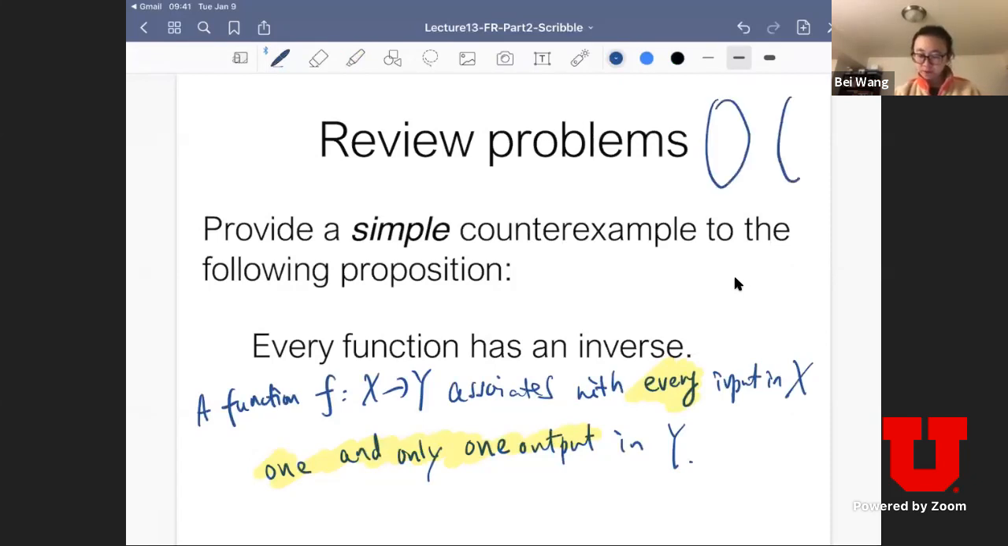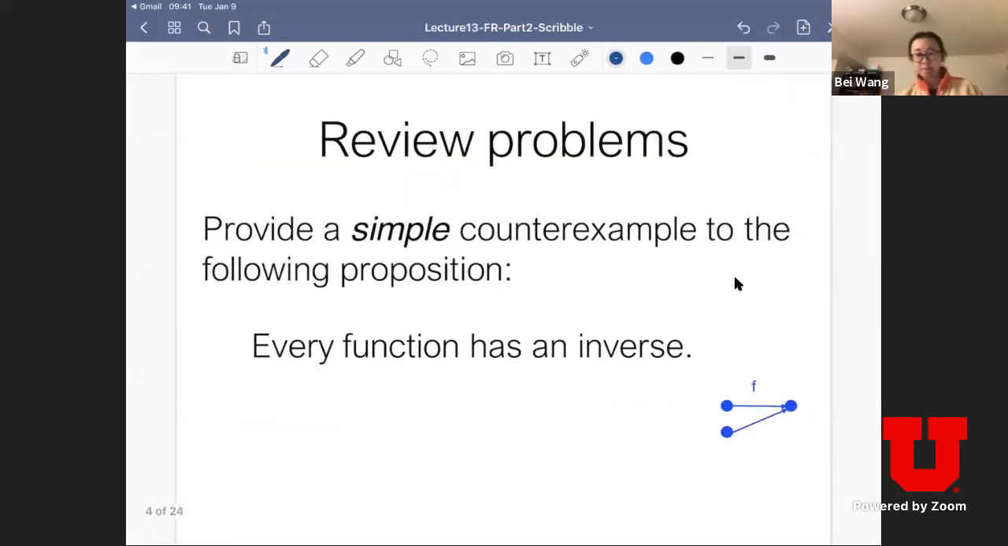That means the following type of arrow diagram is not allowed. So this is not a function. So for the inverse to not exist, that means the inverse is not a function. So what example? This is a particular example. I have two elements mapped to the same element in the codomain.